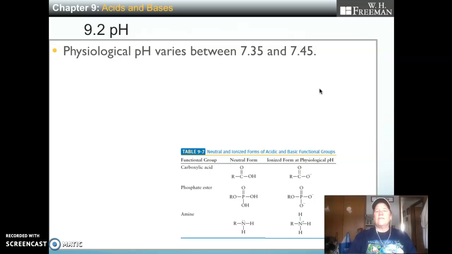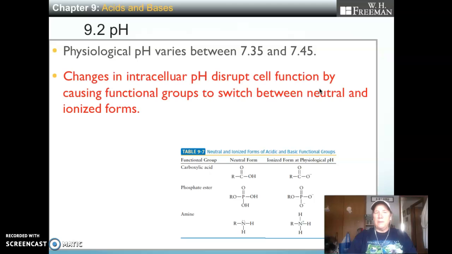We know that the value that we want inside our body is 7.35 to 7.45. Not quite neutral, a little bit basic, okay? If we change that pH, it disrupts the cell function, okay? And what it does is it takes the functional groups that we have in our body and it can switch them from neutral to ionized forms. And if you start getting ions where you're not supposed to get ions, then you're going to get more changes in the pH, and it's just going to cascade, and you're going to end up with some serious issues.